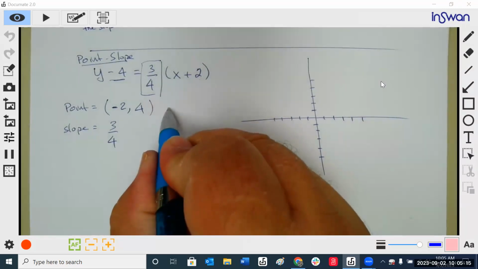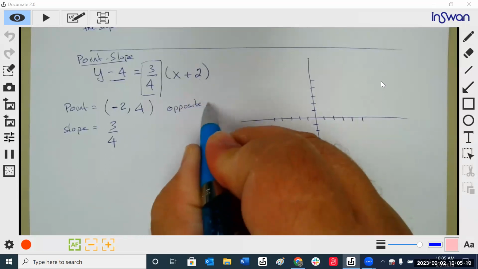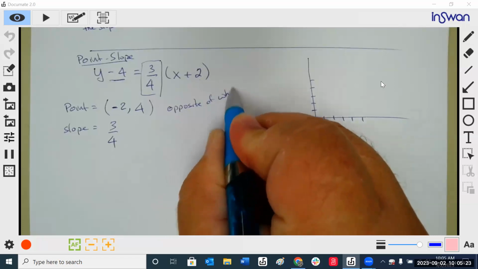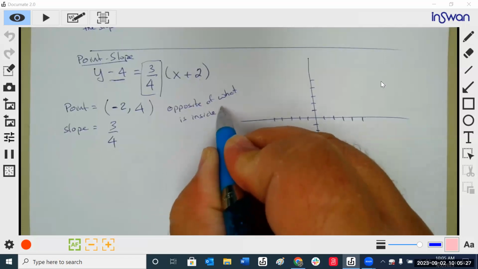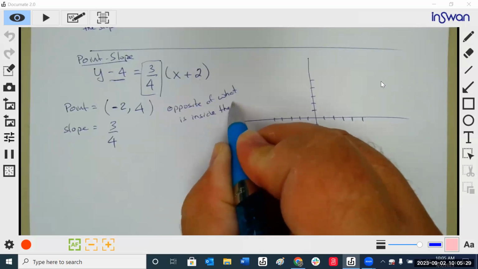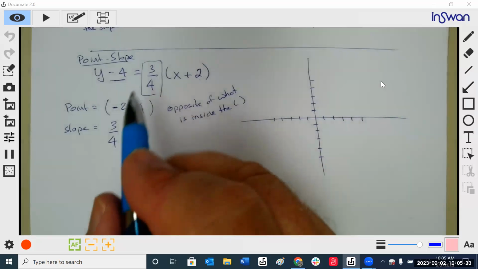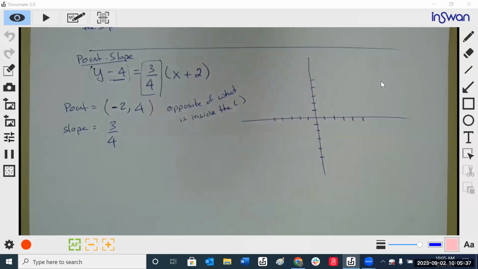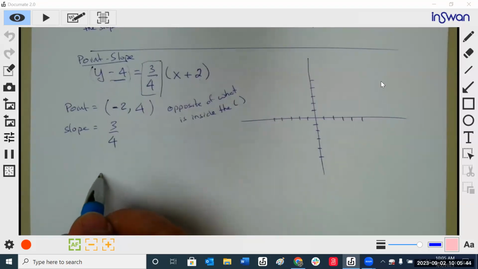So, the opposite of what is inside the parentheses. There's that one. They could also be in parentheses. Since that one's y - 4, why is it the opposite? I'll show you.